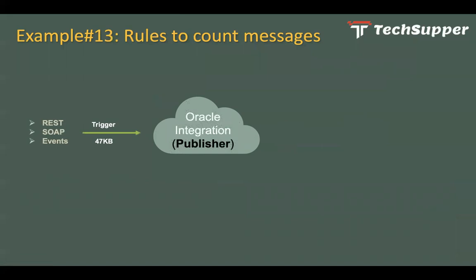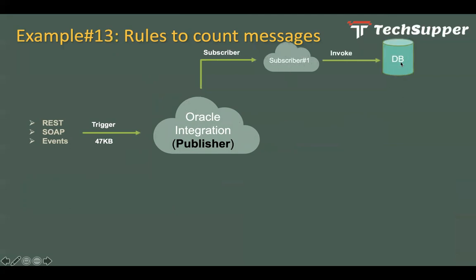Another example. So another example is publisher to subscriber. So you have the publisher and subscriber patterns as well. So how will things work? Let's suppose you have one publisher integration. It can be called by REST, SOAP, or events. Let's suppose you receive a message of 47 KB, which in turn automatically causes the subscriber to get called. And the subscriber may call the database system and you will not receive a response to the subscriber back. So the publisher receives a message, a subscriber gets fired, which calls the DB system.